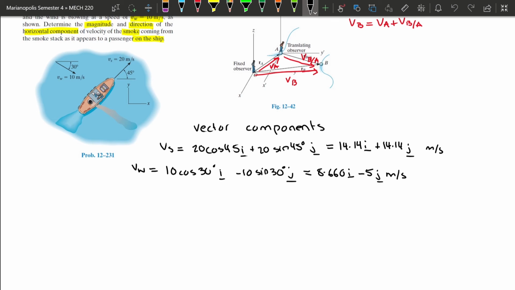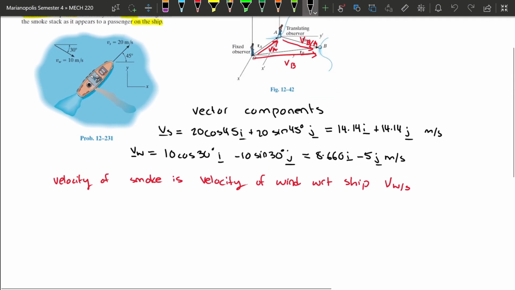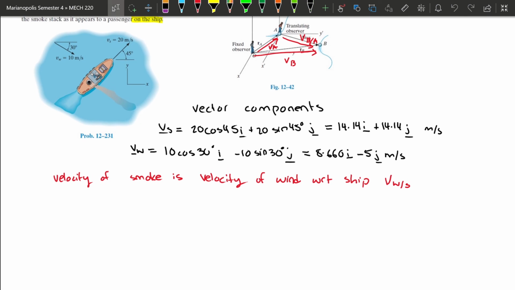The velocity of the smoke is just the velocity of the wind with respect to the ship. So I'll write that down here. Velocity of smoke is velocity of wind with respect to ship. And that is just the velocity of the wind with respect to the ship.